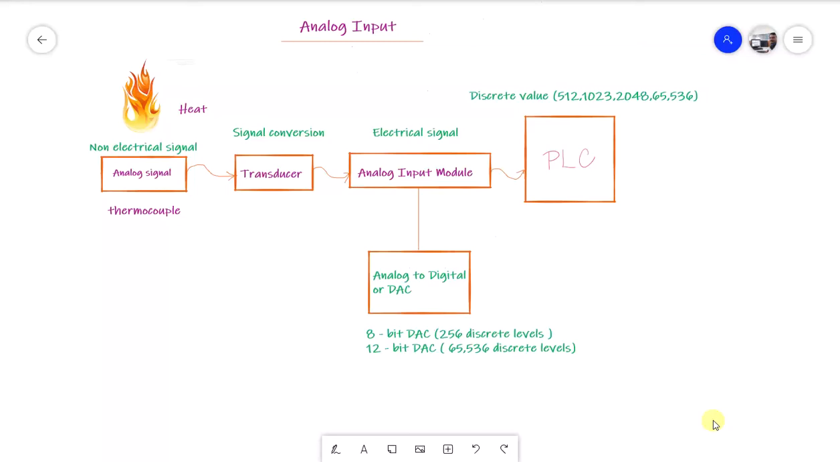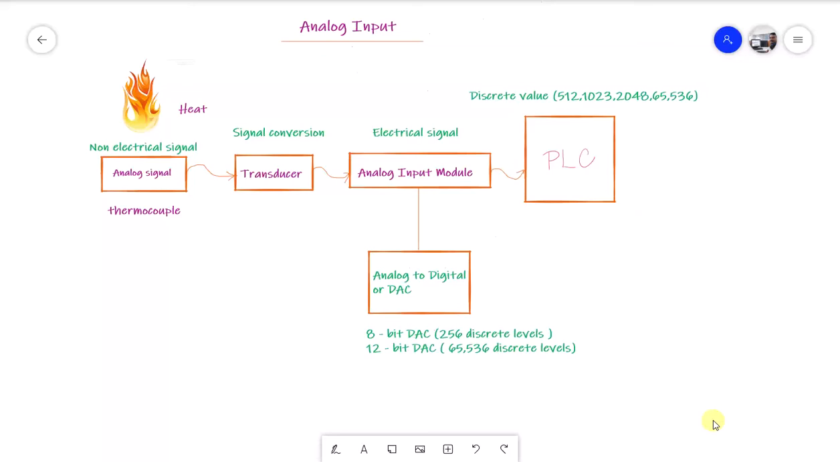In the last session we have seen analog inputs and different types of analog inputs, and how non-electrical signals like temperature or pressure are converted to an electrical quantity or electrical signal using transducers or converters. In this session we will elaborate on the analog input itself.